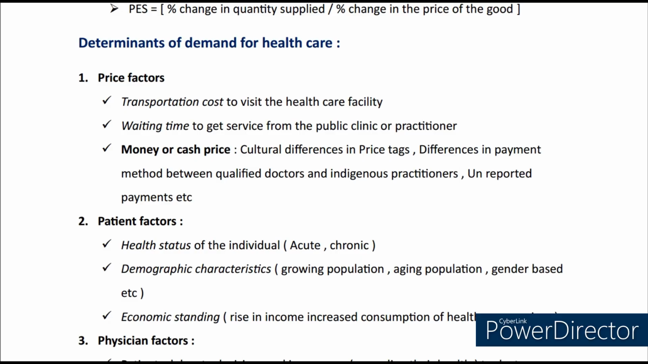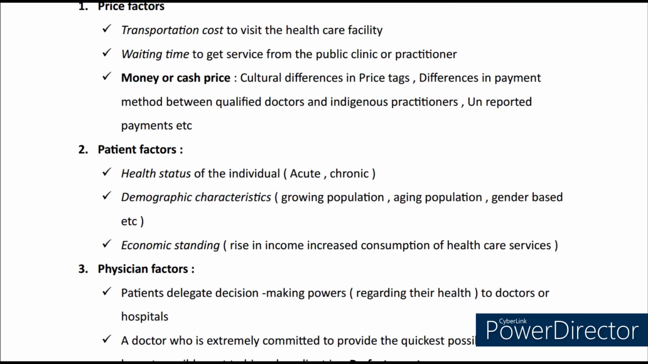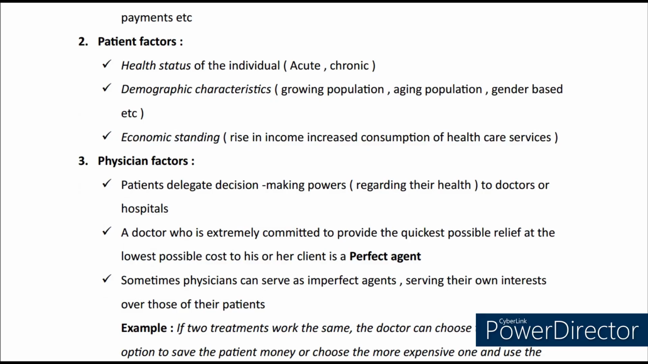Second is the patient factors. Under patient factors, we can see the health status of an individual, whether the patient is suffering from any acute disease or chronic disease. Second is demographic characteristics. The growing population has a high demand for healthcare. Also, the aging population and gender based. Male and female have different health behavior, right? So based on that, also the demand for healthcare will be affected. And last is economic standing. That is, if there is a rise in income, that will eventually lead to increased consumption of healthcare services.